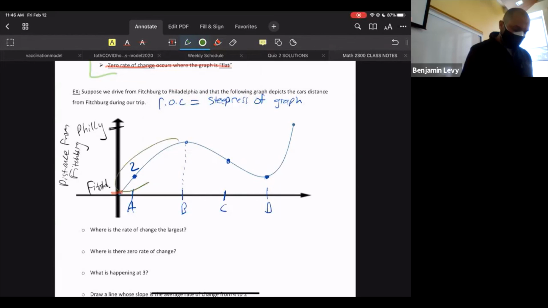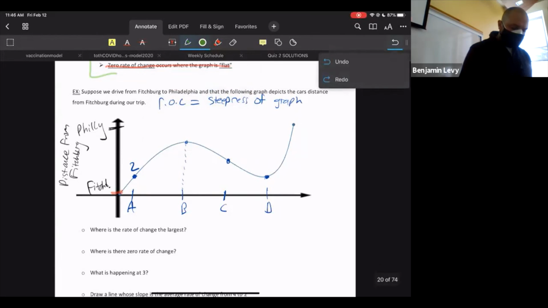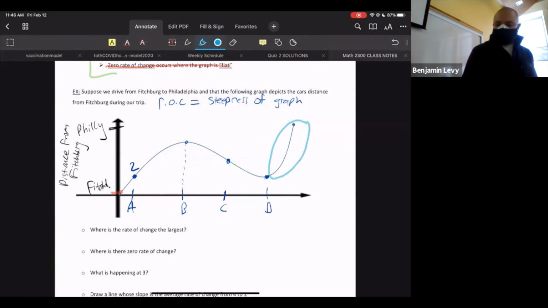So this is pretty steep here from A to B, but I would argue that this one over here on the right is actually steeper. Right? If we look at this point right here, like this section of the graph, let's star it right here. I think the star is the biggest part because the graph is the steepest.